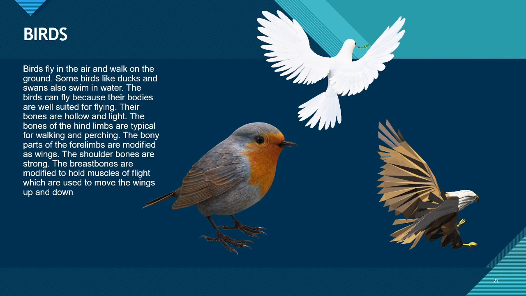The bones of the hind limbs are typically for walking and perching. Here you can see this type of hind limbs. Okay, the bony parts of the forelimbs are modified as wings. The shoulder bones are strong. The breast bones are modified to hold muscles of flight which are used to move the wings up and down.